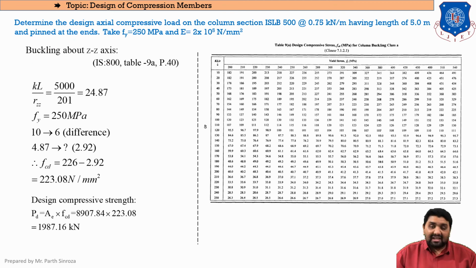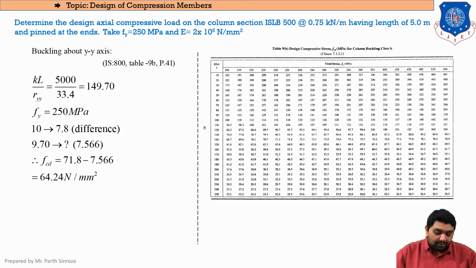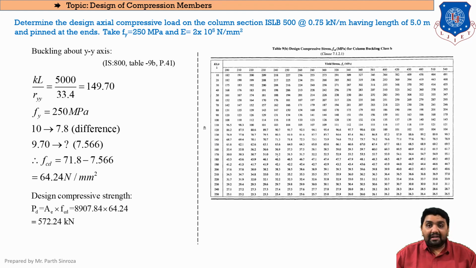Now we will be solving the same steps for buckling class YY. For buckling class YY, we'll be referring to Table 9B on page 41, as it is for buckling class B. In this also we'll be solving the KL by R ratio again, but in this case we will be substituting R to be RYY. After substituting RYY, that was 33.4, the KL by R ratio comes out to be 149.70. We'll be interpolating again and we'll find the answer to be 64.24 Newton per mm square. So according to this, the PD, that is our design compressive load, comes out to be 572.24.